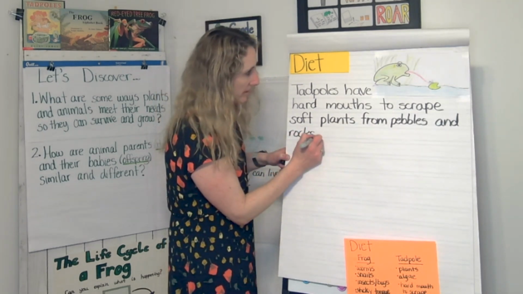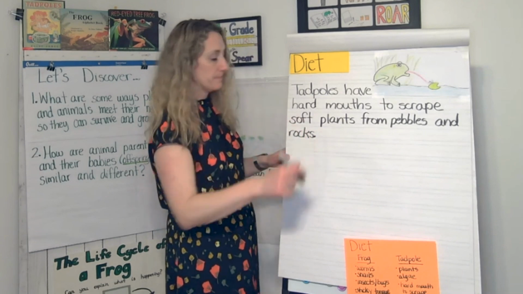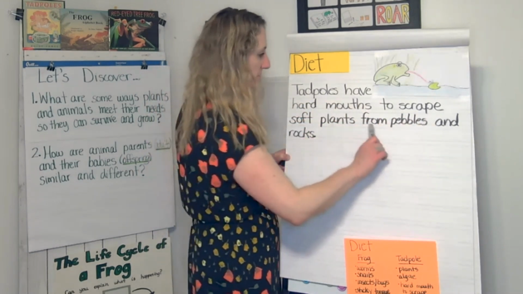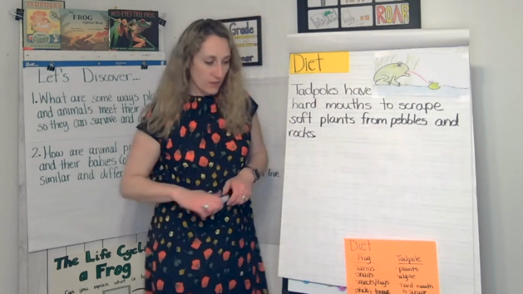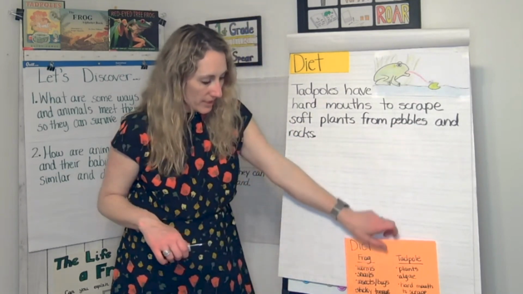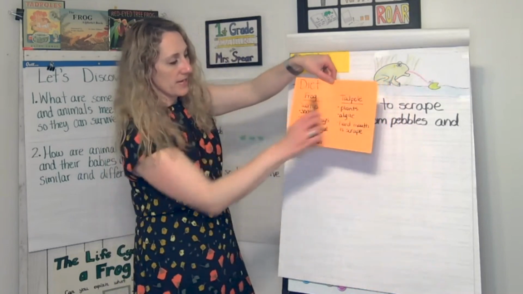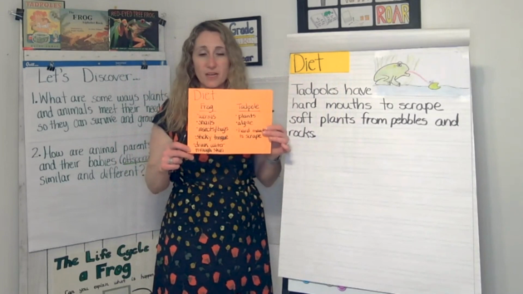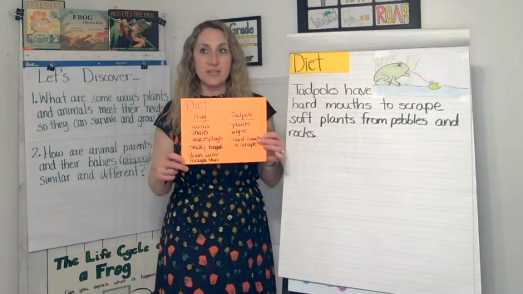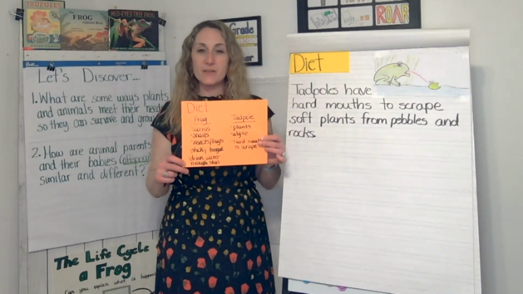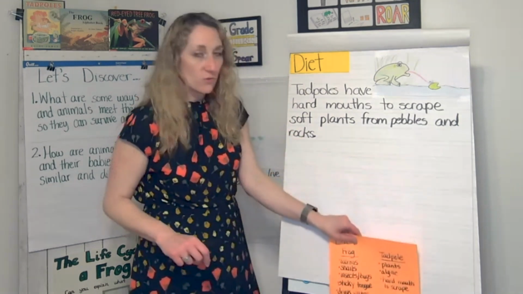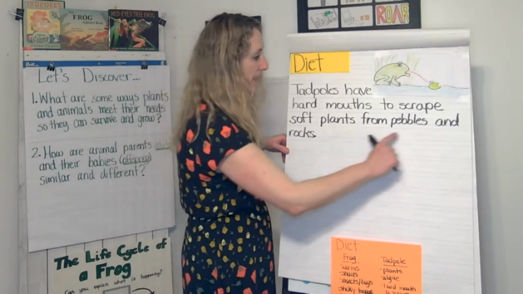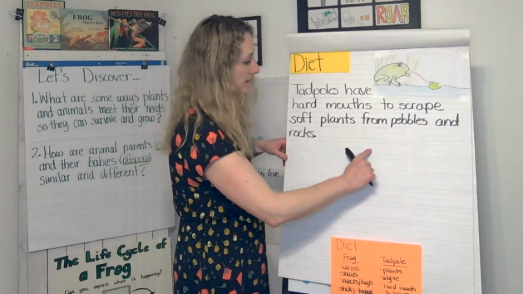Did you notice I put a period at the end to make sure that I stopped? Tadpoles have hard mouths to scrape soft plants from pebbles and rocks. Great, so we know that that's really important, and we got all these ideas about the things that tadpoles do. On the other hand, now we have to think about frogs. So we have to talk about how frogs, what do they use to catch insects? Yeah, they use the long sticky tongue. So let's write about that. Frogs have a long sticky tongue.